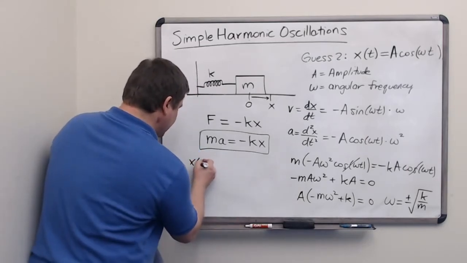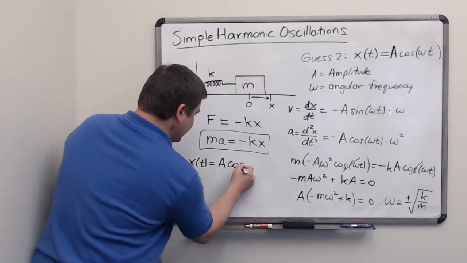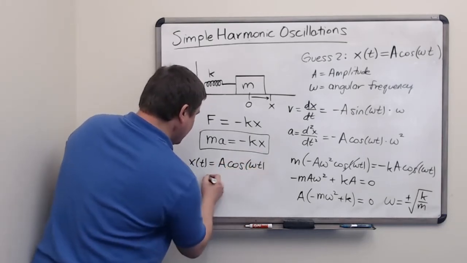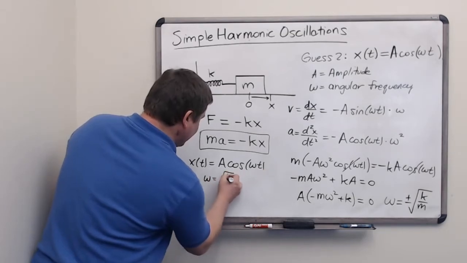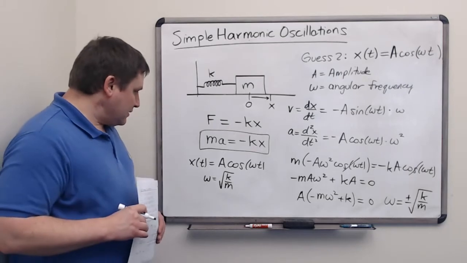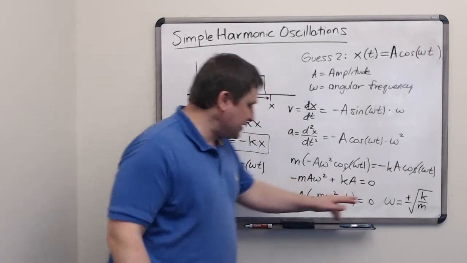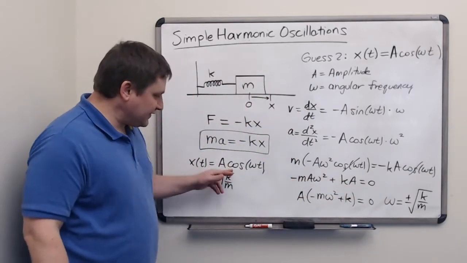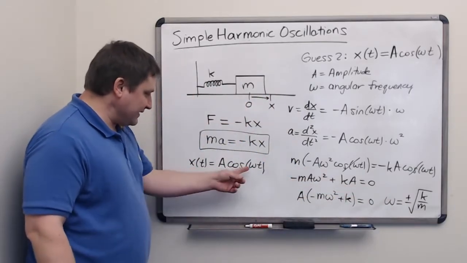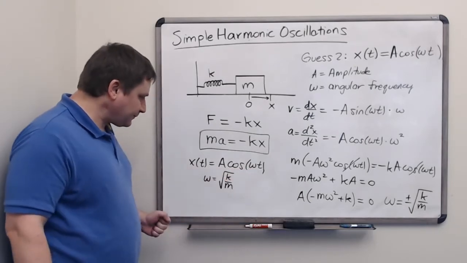So this is the solution. x of t can be equal to A times cosine omega t, where omega is given by the square root of k over m. Notice that I don't really care about this negative solution here because cosine as a function is even. So if I have a minus omega t in there instead of a plus omega t, it makes no difference.